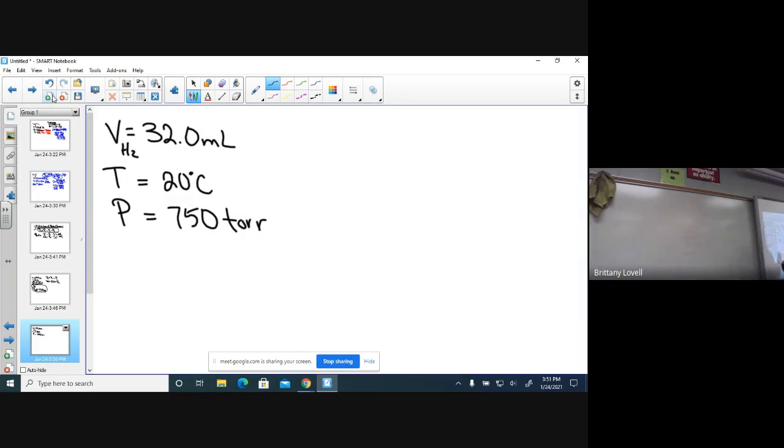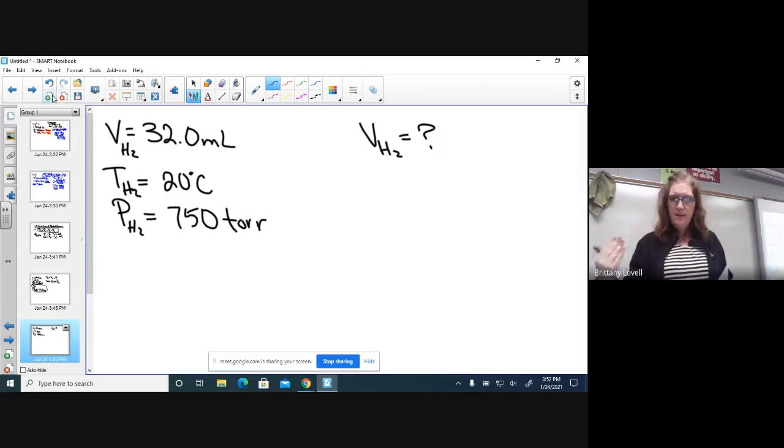And here's the thing. All of these conditions, really, you're looking at the hydrogen gas, okay? And they want to know what's the volume of this dry gas. They want to know what's the volume of the dry gas at standard temperature and pressure. So now what they're doing is they're changing the temperature and the pressure to different conditions.